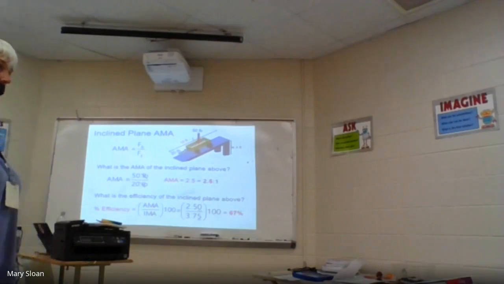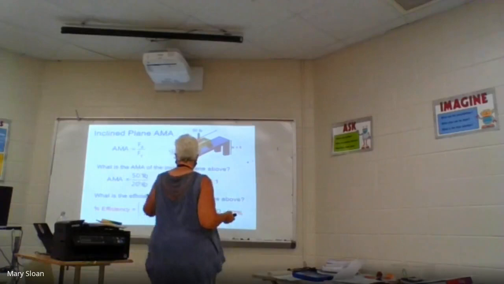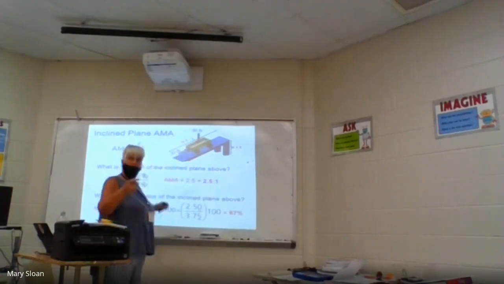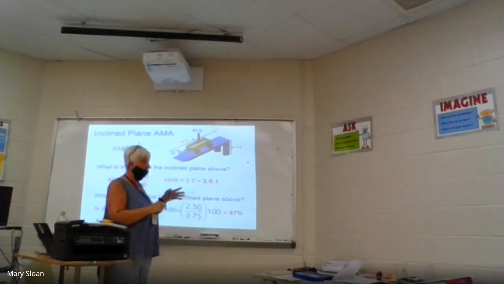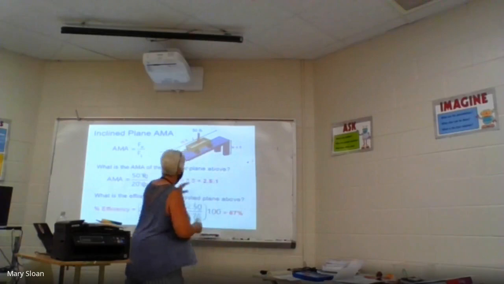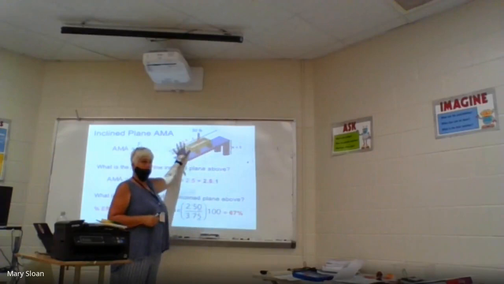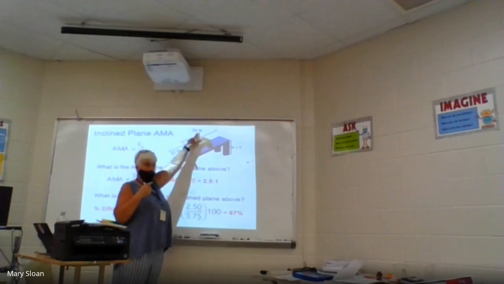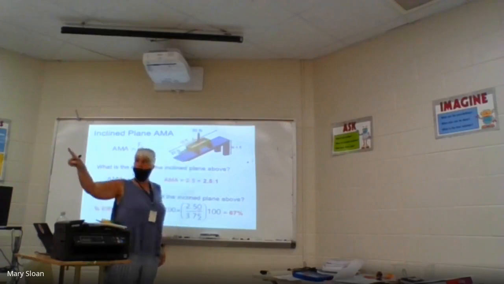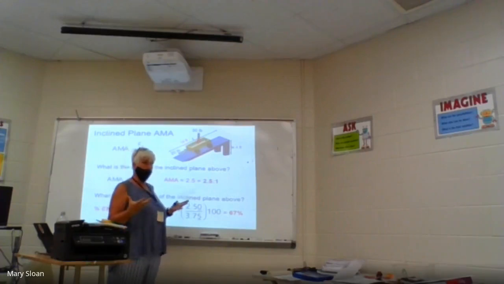Times 100. How do we know when to use which one? Well, depending on what we're doing. If you want to find efficiency, you have to do them both. And if it asks you for ideal, you do the ideal one. If it asks you for actual, you use the actual one. Whatever it asks. When you see your diagram, you're going to have both. So how can I figure out which one is which? This is pounds. So we're talking pounds. Which one are we using, the IMA or the AMA? The AMA. Okay, do you understand?